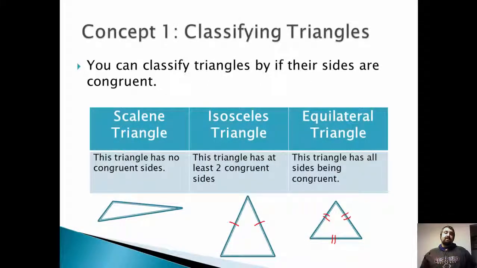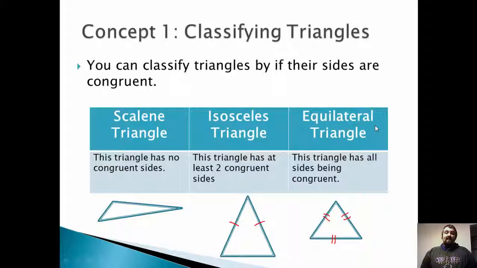Anyway, this is the start of chapter 4. There are three concepts in this section. The first one being classifying triangles. This word classify lets you know how we call it a certain name. Now they're all triangles, but each of them have a different way of being called. For instance, we can classify triangles by their sides, whether they are congruent or not. The three main ones are scalene, isosceles, and equilateral.